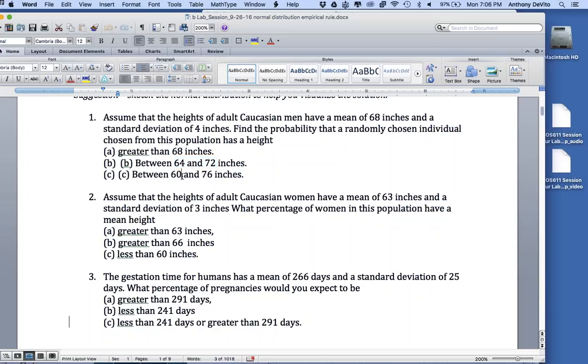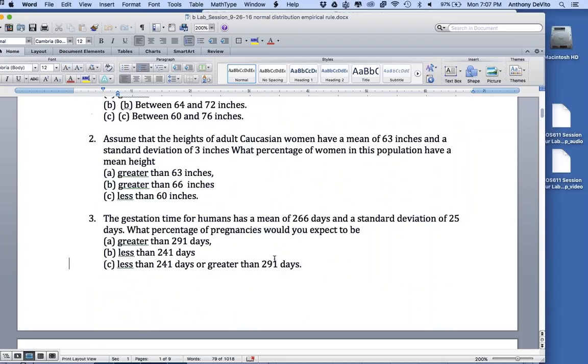How about between 60 and 76? How many standard deviations below is 60? 2 standard deviations. How many above? 2. What did we say was the area under the curve for 2 below and 2 above standard deviation? 95%. Right? Okay, good. I'm going to go to the next one.